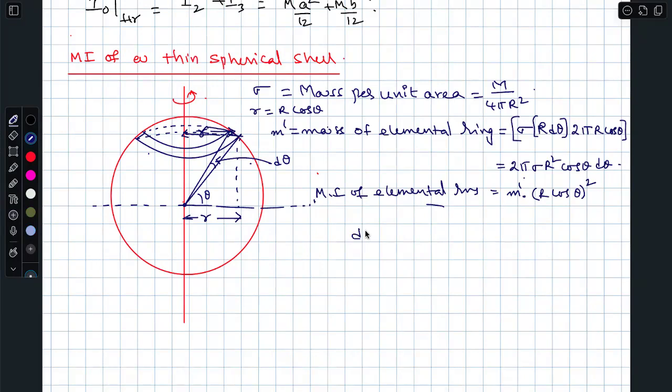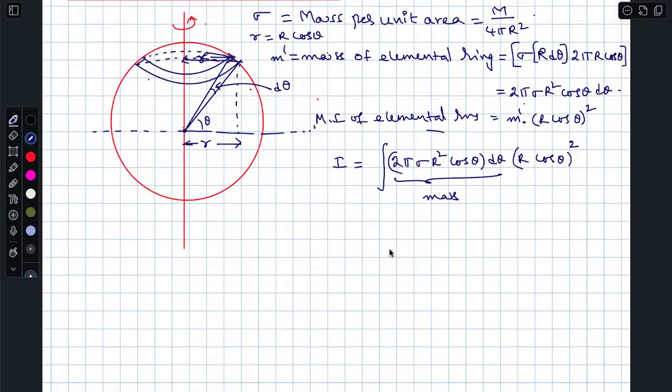So therefore the moment of inertia, the total moment of inertia I, is the integral of 2 pi sigma r square cos theta d theta. This is the mass term. Now I am putting the radius term, r cos theta square. Now from this, 2 pi sigma r square into r power 4 comes out. What else is there?